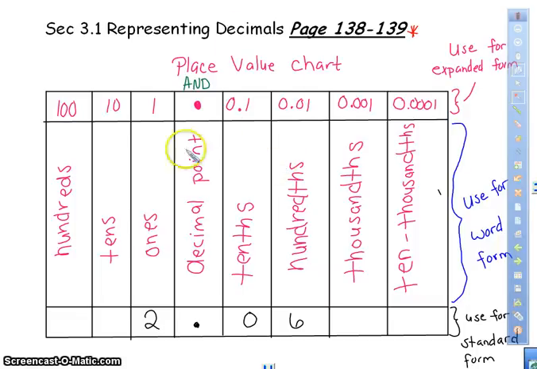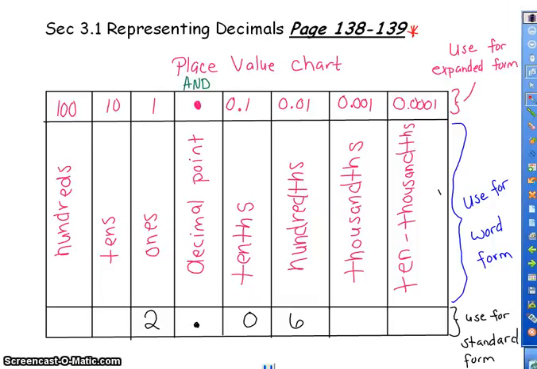Okay, just to explain the place value chart real quick, up at the top you'll have the numerical representation of each place value. So hundreds is 100. Tens is 10. Ones is 1. The decimal point represents the word "and," and you'll hear that quite often as we go through this. Then I have tenths, hundredths, thousandths, and ten-thousandths. Okay, we're going to use this top portion when we do expanded form, and we'll do expanded form a little later on. The second row here is the word form.